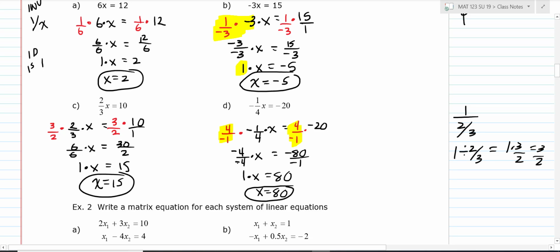So that's negative 4 over negative 4x. And then this is negative 80 over negative 1. You can put that over 1. This becomes 1.